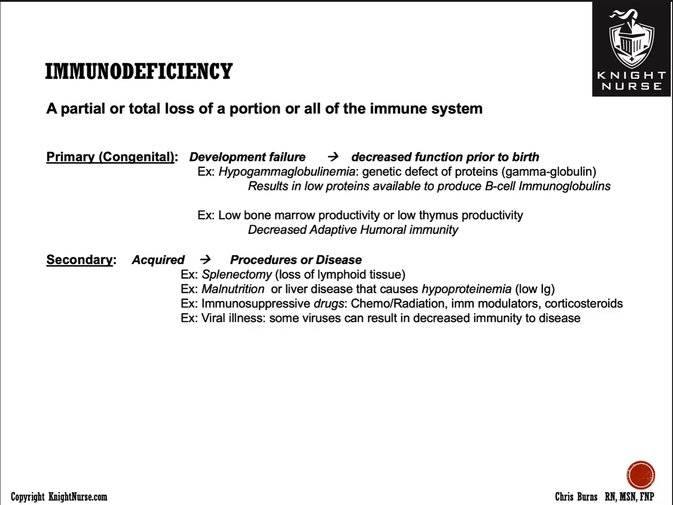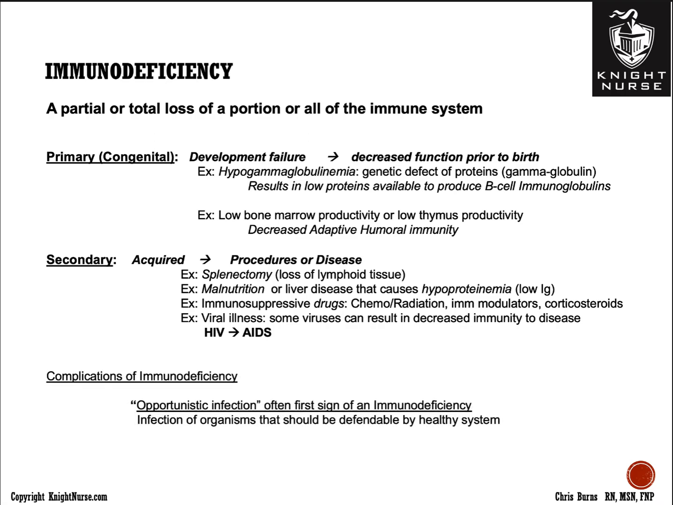And viral illnesses, there are some viruses that can result in decreased immunity from the disease. So one such example is HIV/AIDS, and that's where we'll spend most of our discussion. Complications of all immunodeficiency, mainly what the first sentinel sign of immunodeficiency can often be is an opportunistic infection.